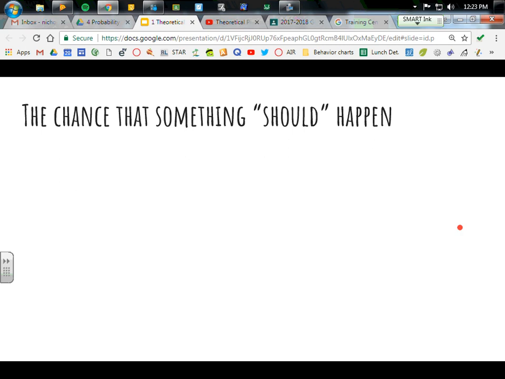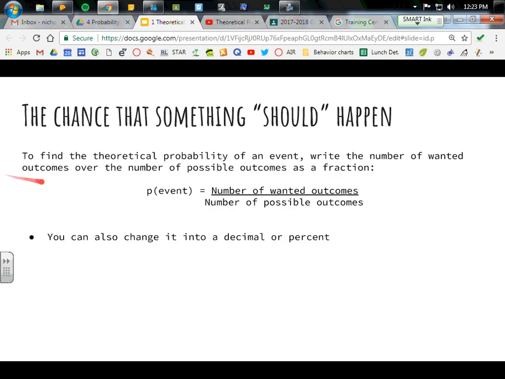That's the chance that something should happen when you look at all of your possible outcomes and you compare that to what it is you're looking for. That's theoretical probability. So to find the theoretical probability of an event, you're going to write the number of wanted outcomes over the number of possible outcomes. And you can write it as a fraction. In class, we usually use fractions, but you can also express probability as a decimal or a percent. Just by changing your fraction, divide your numerator by your denominator to get a decimal, multiply that by 100 to get your percent. All three of those different methods are acceptable for showing probability.